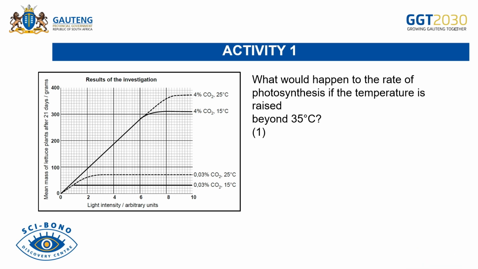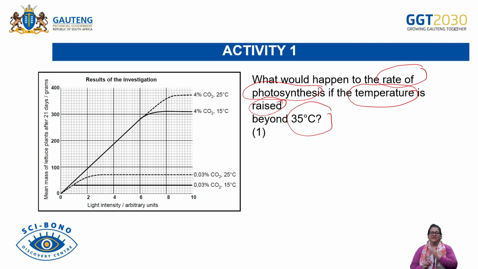Right, welcome back, learners. Did you answer the question on what will happen to the rate? And remember, now we are looking at 2 things here. We're looking at the rate of photosynthesis, and we're looking at the temperature being raised. And not just raised, but raised beyond 35 degrees. Now, remember, what was the lowest temperature? 15. What was the optimum? 25. Now they're saying, we're going to give this lettuce plant and keep it at a temperature of 35. Now, what's going to happen to that rate of photosynthesis?